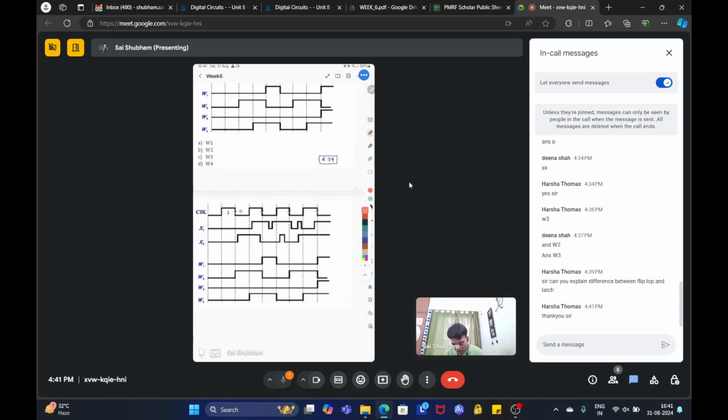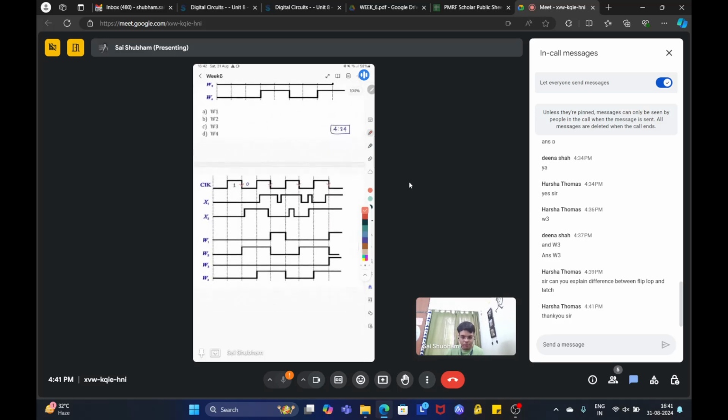Okay. The problem with latch is that whenever your enable signal is on, the device is active. For example, take this case. Suppose instead of clock, this is enable. Okay. So here you can see that enable is high, and you can see that there is a transition in x1 and x2. For example, this is 0, this is 1, and this is 0.